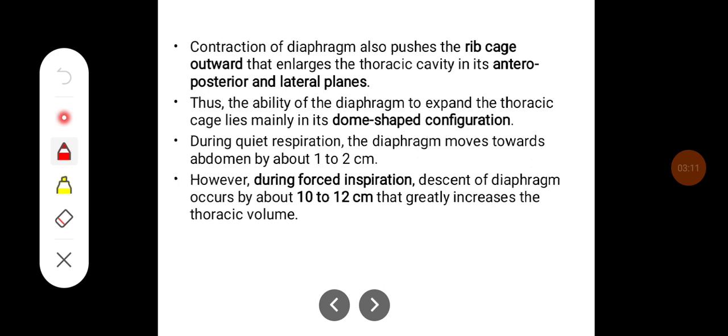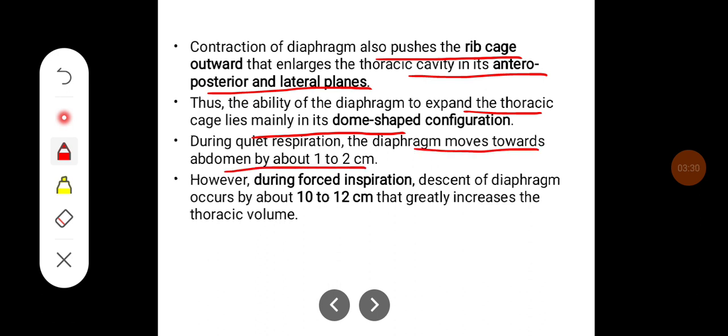Contraction of the diaphragm also pushes the rib cage outward and enlarges the thoracic cavity into anterior, posterior, and lateral planes. Thus, the ability of the diaphragm to expand the thoracic cavity lies mainly in its dome-shaped configuration. During quiet respiration, the diaphragm moves towards abdomen by about 1 to 2 centimeters. However, during forced inspiration, the descent of diaphragm occurs about 10 to 12 centimeters, that greatly increases the thoracic volume.